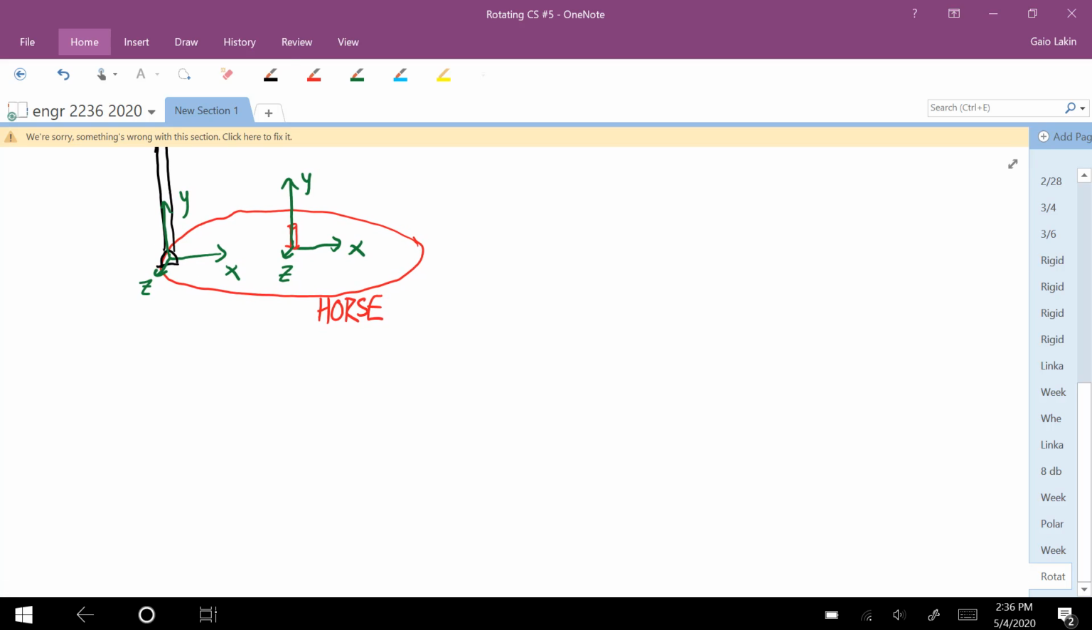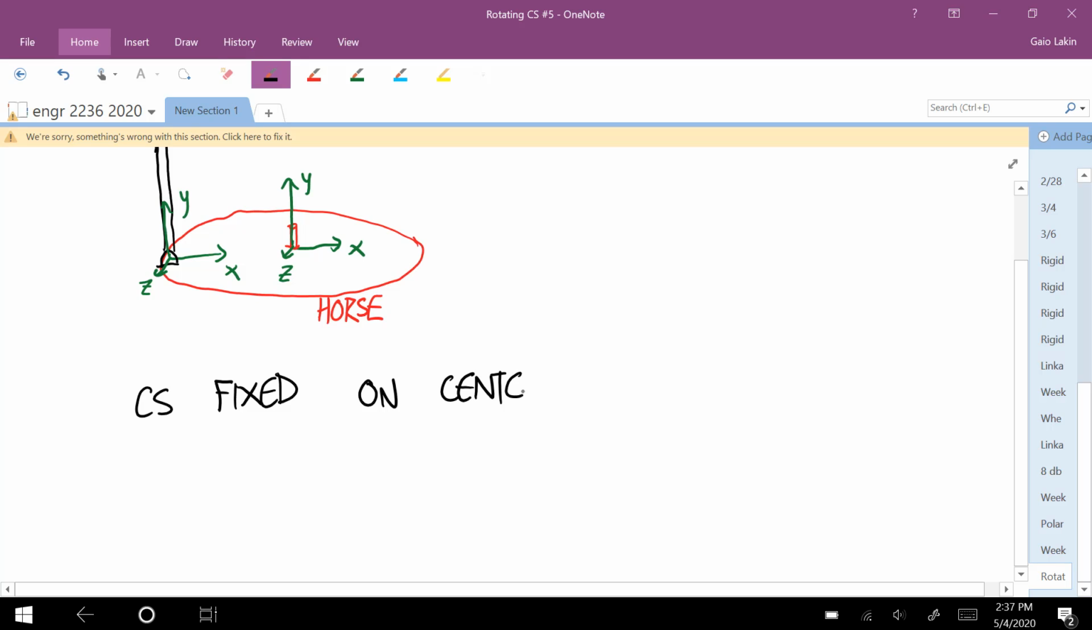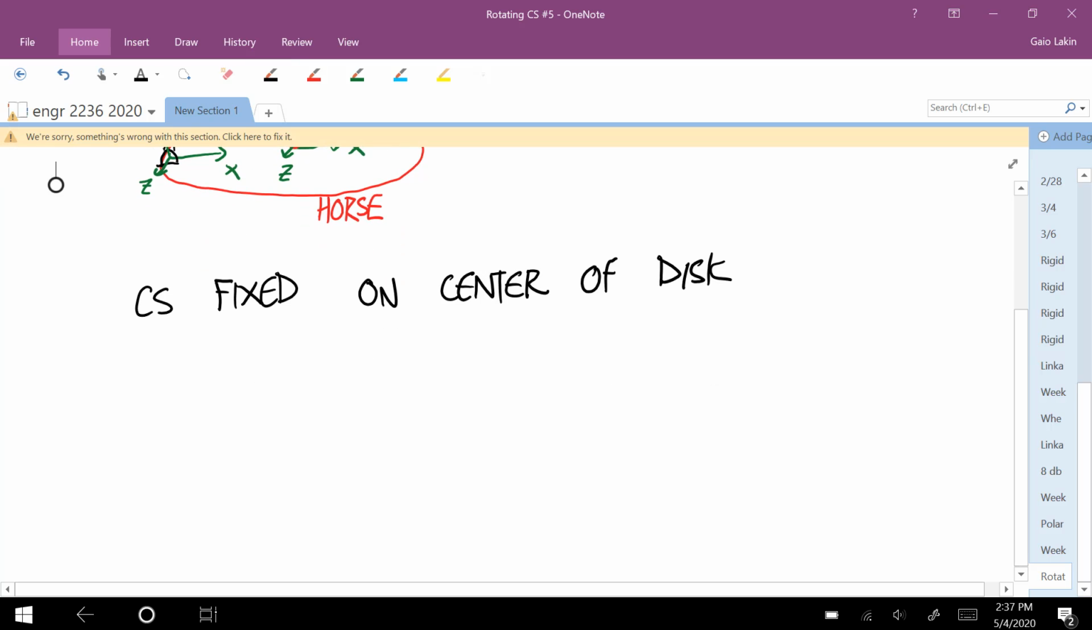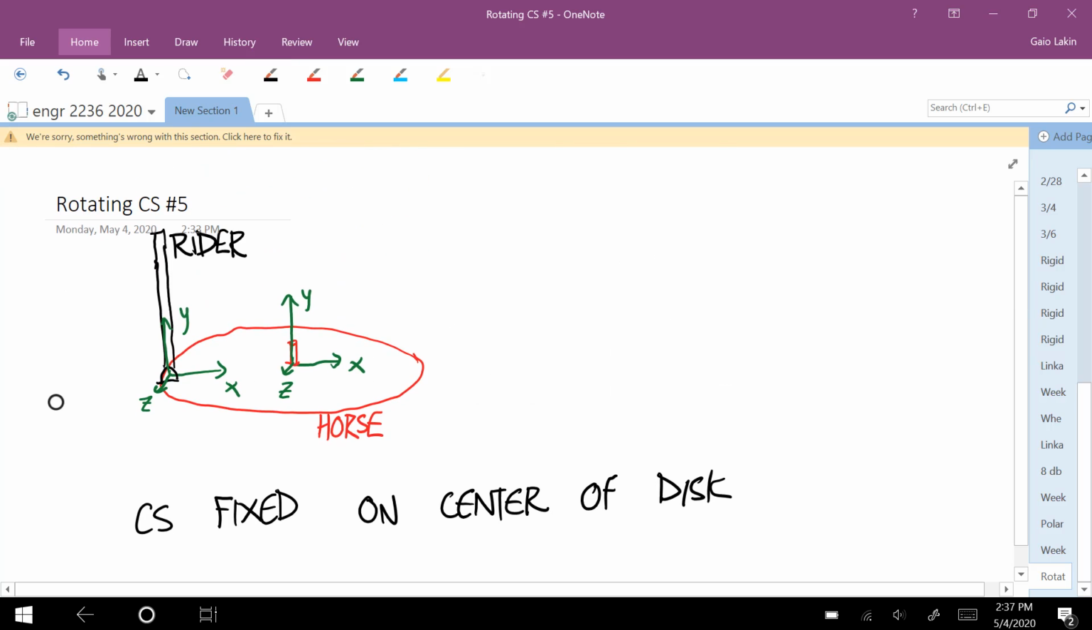All right, so first I'm going to use a coordinate system that's fixed on the center of the disk. It's moving with the disk, so it is rotating. And in both cases we're trying to calculate the acceleration of this point here. I'll call it P.